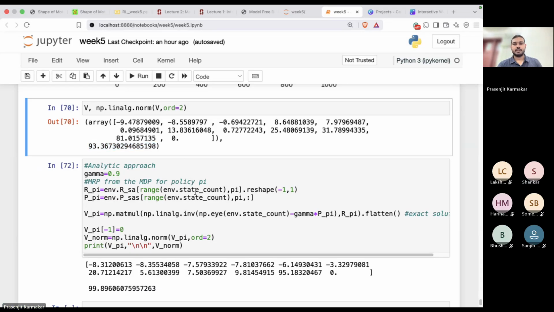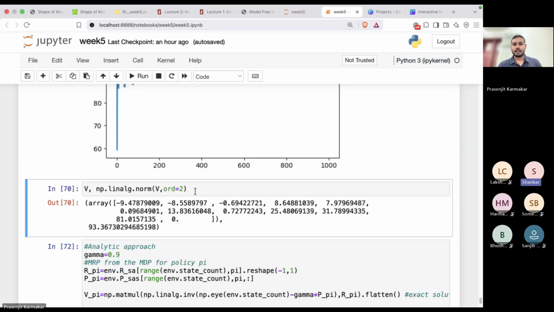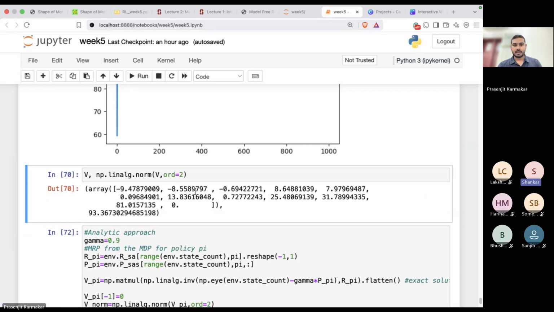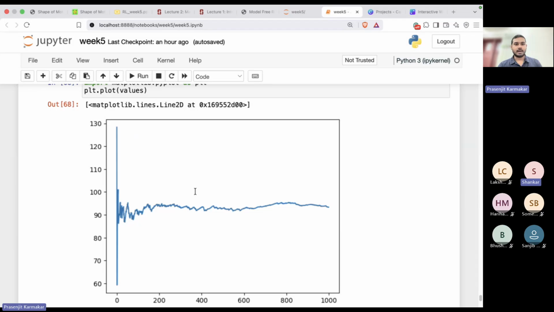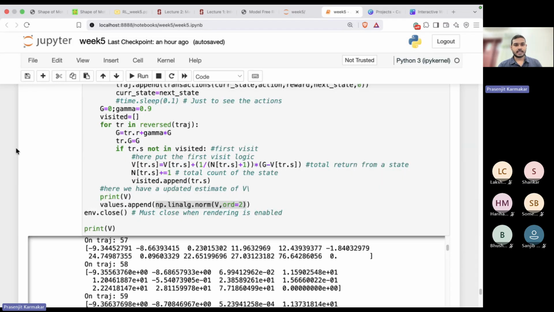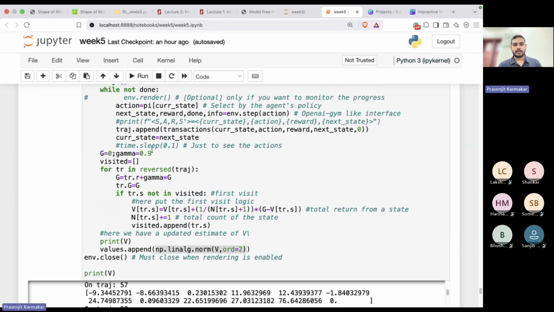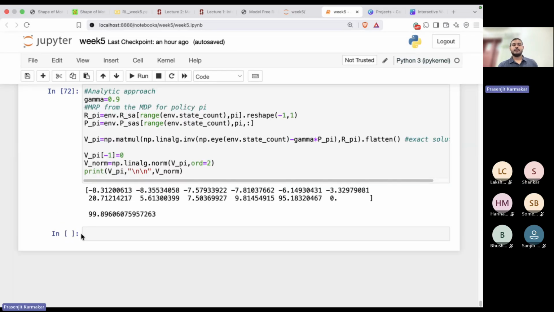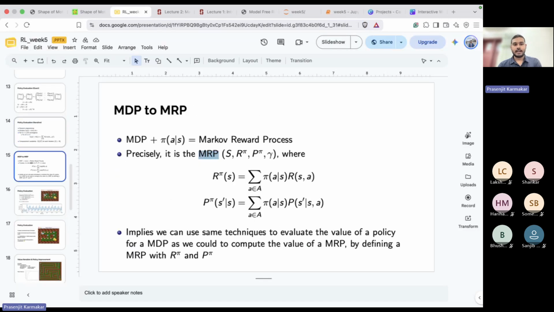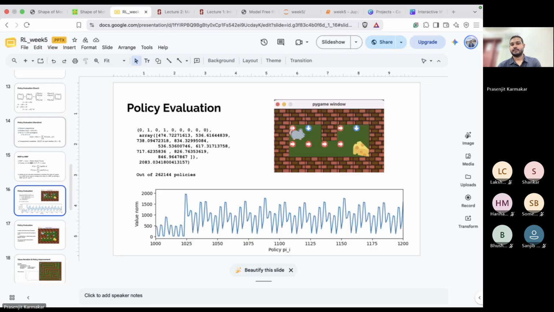Our gamma is also the same, 0.9 in this case. Okay, so we learned how to do the same stuff until here, right?